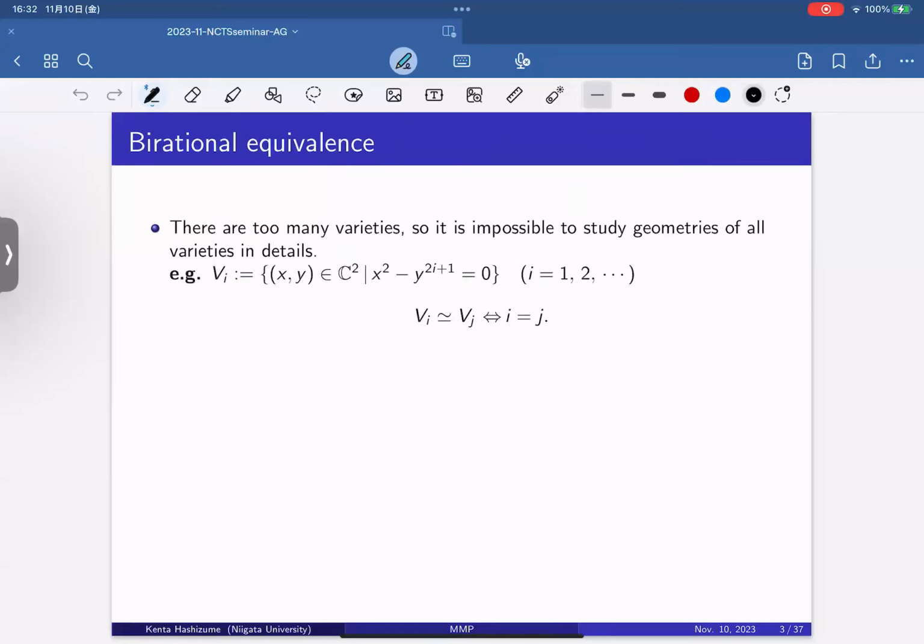Okay, firstly, I will explain the notion of birational equivalence and the motivation of minimal model theory. One of the main goals of algebraic geometry is to classify all algebraic varieties. But in general, there are too many algebraic varieties. So it is impossible to classify all varieties in detail.